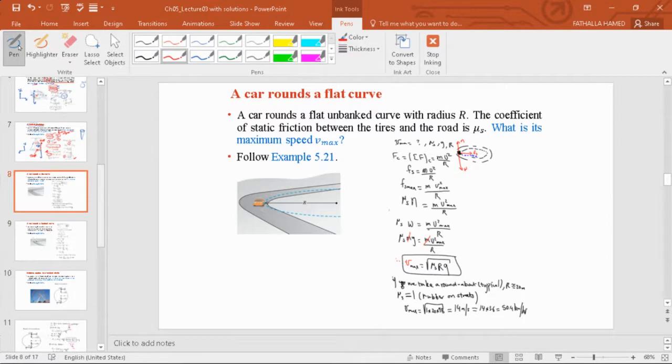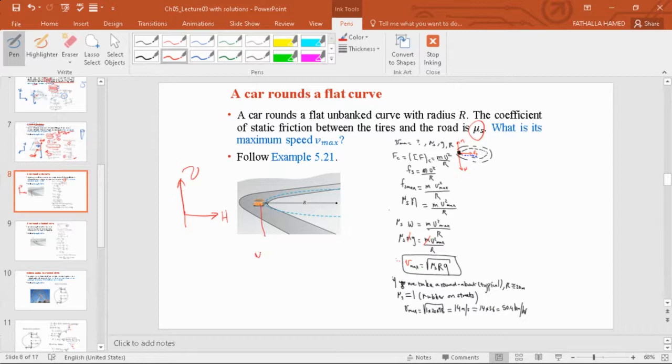Now we'll deal with the other example where you want to go around a circular flat curve, and they ask us here: a car rounds a flat unbanked curve with radius r. The coefficient of static friction between the tires and the road is mu s. What is its maximum speed? Again, you can choose your horizontal and your vertical, and your horizontal in this case is always pointing toward the center.